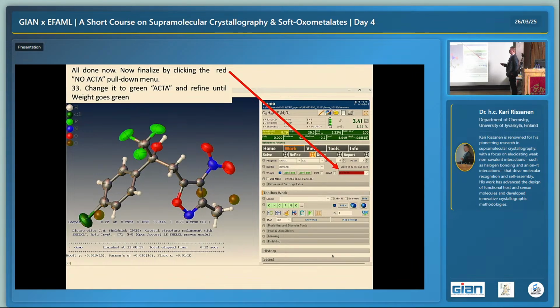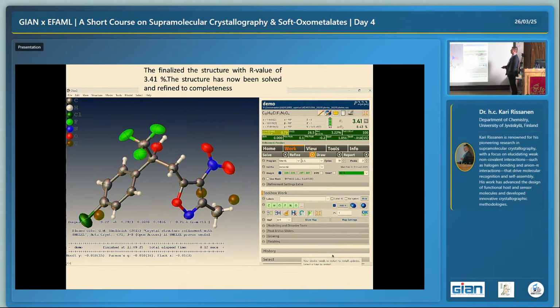And then we change this to ACTA in here and refine everything to completeness. And now you can see ACTA is green, all these are green, and this is also green. So everything is done. We have now done the structure, everything is there. So the final structure has been solved and refined to completeness. This is what we managed to do. This is the walkthrough of this thing.